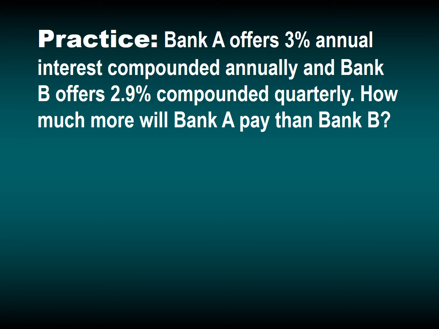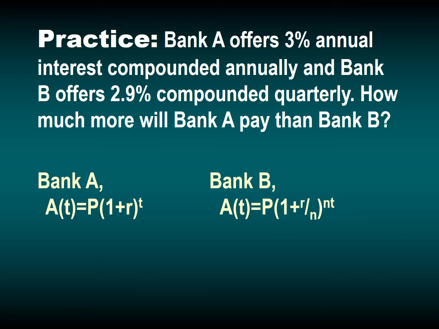Let's do another example like that. So let's say Bank A offers 3% annual and Bank B offers 2.9% compounded quarterly, which means 4 times a year. How much more will Bank A pay than Bank B? So Bank A is annual, so we have just our plain formula. And Bank B is not yearly, it's quarterly. So that means we have to divide our rate by the number of divisions in a year. If it's quarterly, that means 4 for our n value.